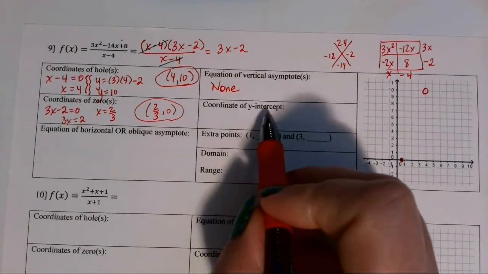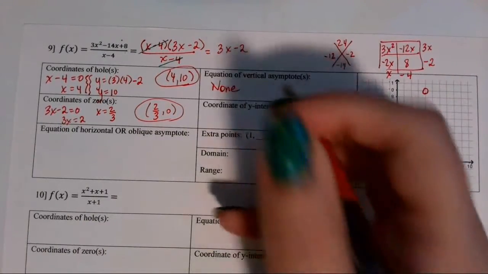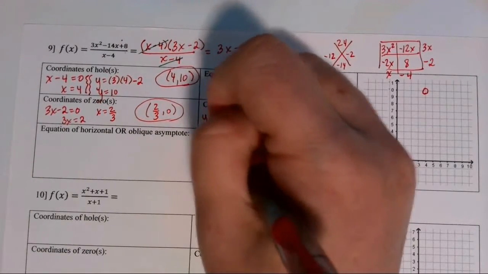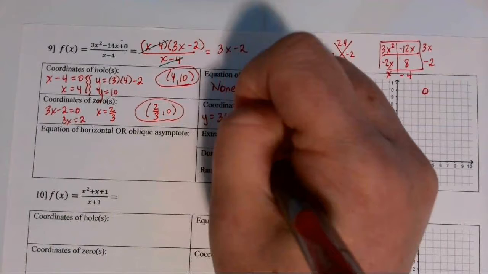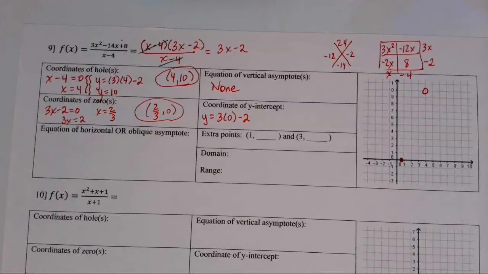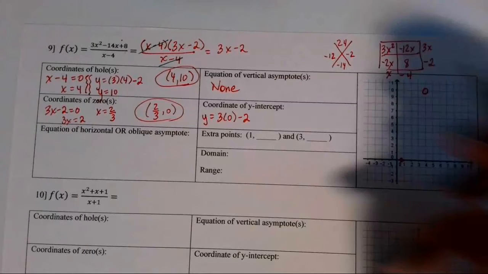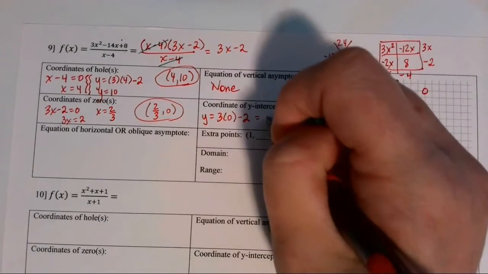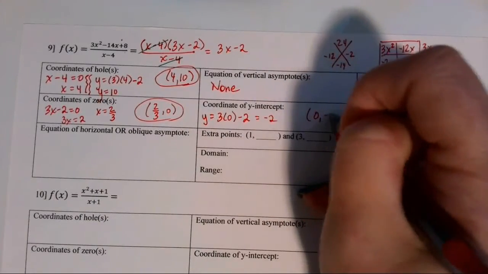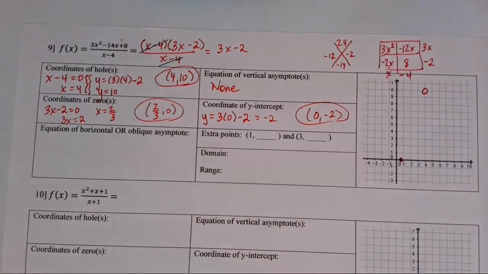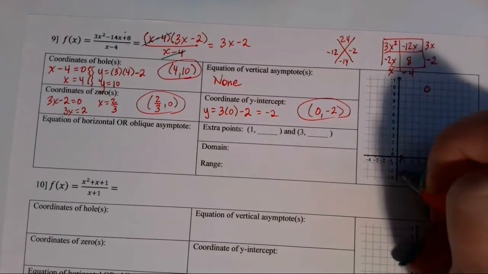To find the y-intercept, we substitute 0 for x in the simplified form. So we have 3 times 0 minus 2, and then that is equal to negative 2. So 0, negative 2 is going to be the coordinate of the y-intercept.